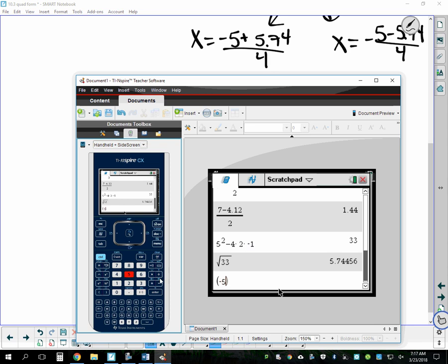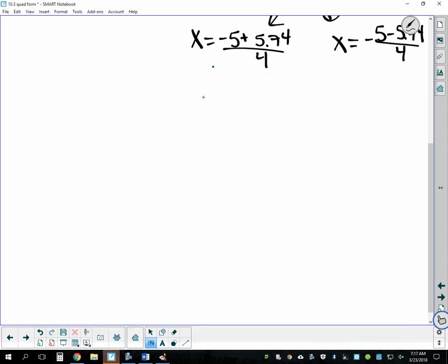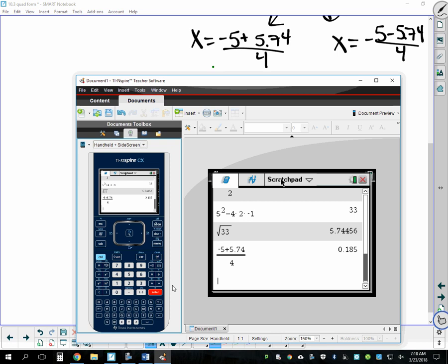-5 plus 5.74 divided by 4. First answer, 0.185, which would round to 0.19 because we are rounding to the nearest hundredth. Squiggly equal signs because we are not exact, because we have rounded. Okay, and then one more.